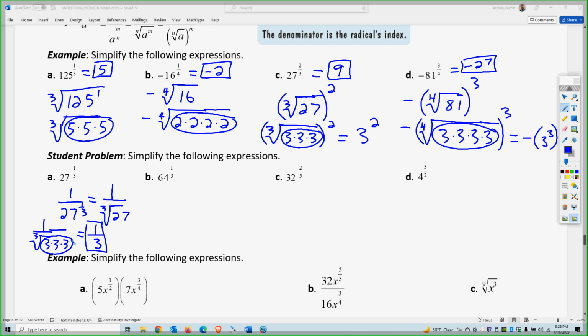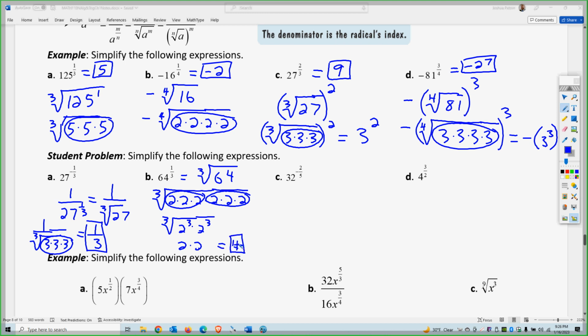Okay, so 64 to the 1/3 is the third root of 64. If I break that up, 64 is 8 and 8, which is 2, 2, 2, and 2, 2, 2, right? Because 8 is 2 times 2 times 2, and 8 times 8 is 64. So I have 3 of those and 3 of those. That's really the third root of 2 to the third times 2 to the third, if you think about it. So 2 times 2, and the answer is 4. There's nothing left on the inside. It's a perfect one. Ah, it's a terrible 4. Let's try that again.